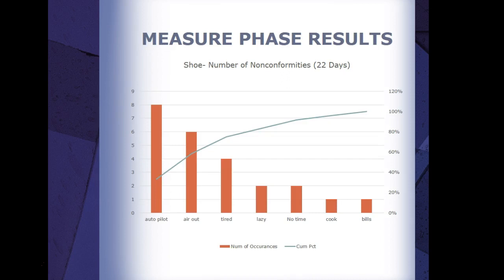For shoes, I chose to create a simple Pareto chart. And again, for the 22 days, some of the biggest reasons I didn't put my shoes away is because I was on autopilot. I would come into my room and just kick off my shoes, and they would be on the floor of my bedroom. Didn't really think about it. Second biggest reason is because I would also bring my gym bag in and take out my workout gym shoes and leave them in my room to air out. So that was another pair of shoes that I would have on my floor.